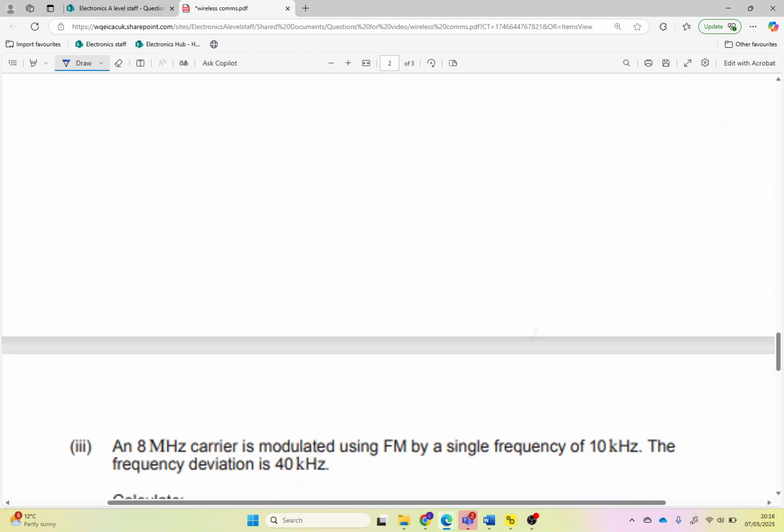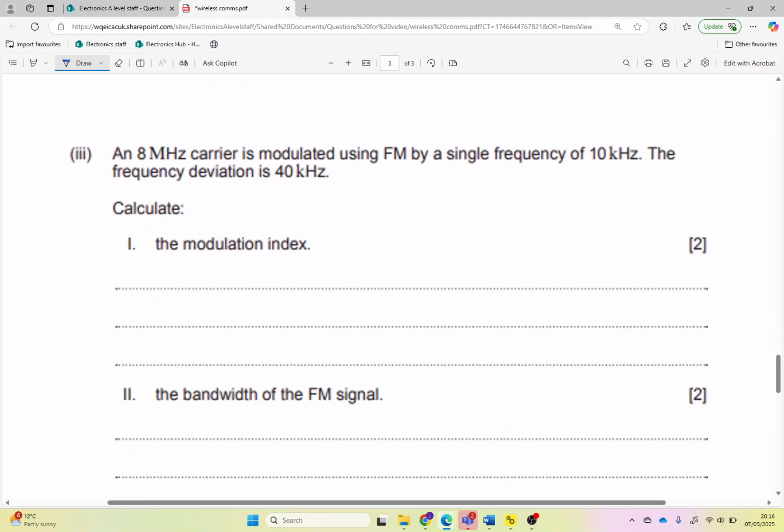Right, calculating then our FM modulation index. This is always one where people get confused about what is frequency deviation and what is the information signal. The information signal should be pretty straightforward, that's our 10 kilohertz, and our frequency deviation, delta fC, is 40 kilohertz. So we get a modulation index of 4.